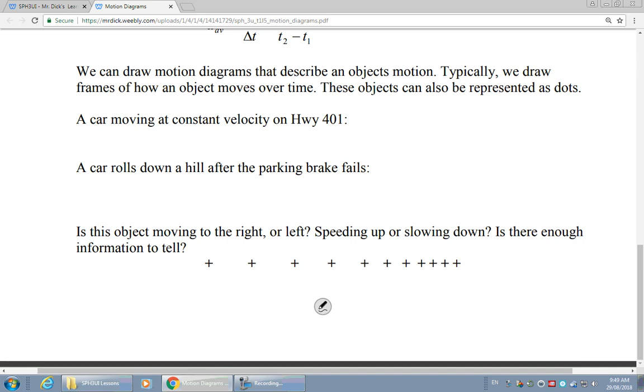So the very first one is just a car moving at constant velocity on Highway 401. So again, these different frames that we draw, or in other words, these different dots or circles that we draw, are going to all be occurring at equal amounts of time. And so if you're going at a constant velocity, it means that you are changing your displacement or changing how much ground you're covering the exact same amount each second that goes by.